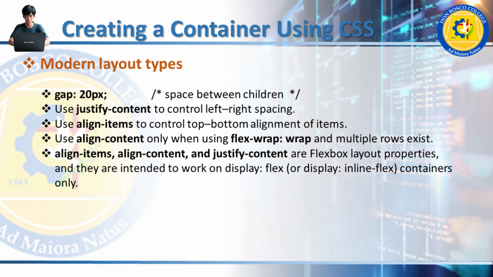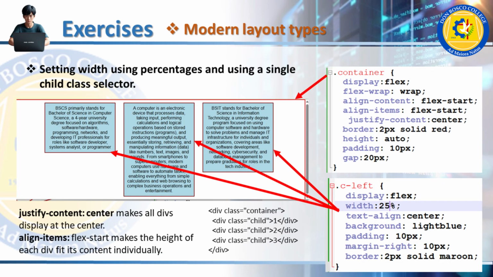It is important to note that Align Items, Align Content, and Justify Content are Flexbox layout properties and work only on containers with display: flex or display: inline-flex. Before we proceed to our example, please understand the following. The Align Items property aligns all the child items along the cross-axis within a single row of a Flex container.